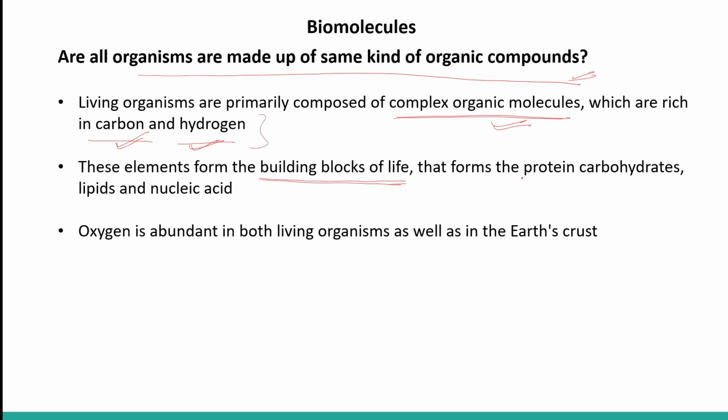They form the proteins, carbohydrates, lipids, and nucleic acids. Oxygen is abundant in both living organisms and the earth's crust, so a major component of body tissue is oxygen. Then comes carbon and then hydrogen, and a small amount of nitrogen. Even protein contains nitrogen.